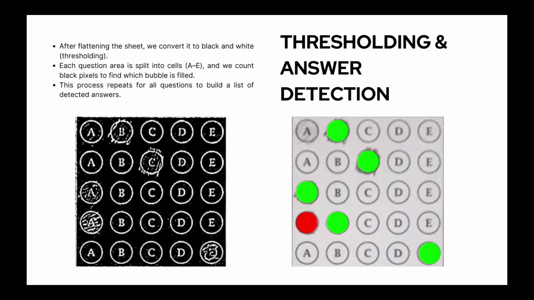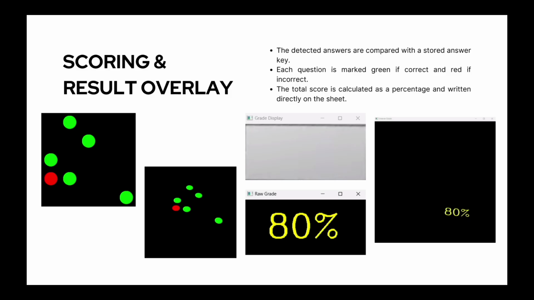Once the sheet is flattened, we apply binarization and thresholding, which converts the image to black and white. This allows us to clearly distinguish the marked bubbles from the empty ones. We divide the response area into a grid of cells, one for each option, from A to E, and count the black pixels within each cell. The option with the most pixels is considered the selected answer. We repeat this process for all the questions, thus building a complete list of detected responses. Thanks to this method, the program can accurately identify which bubbles were filled, even if there are slight variations in the stroke.